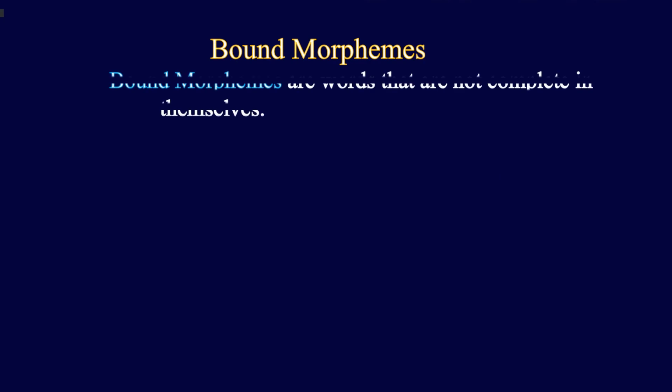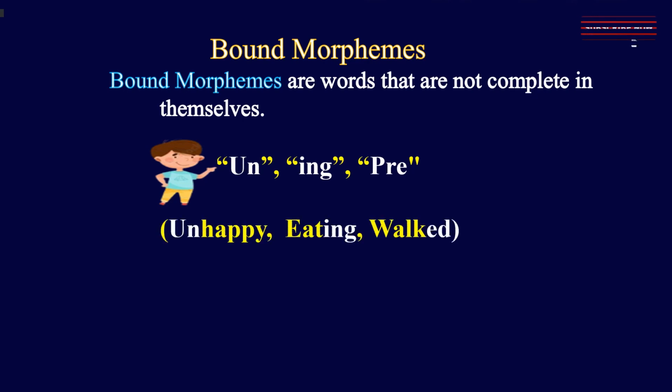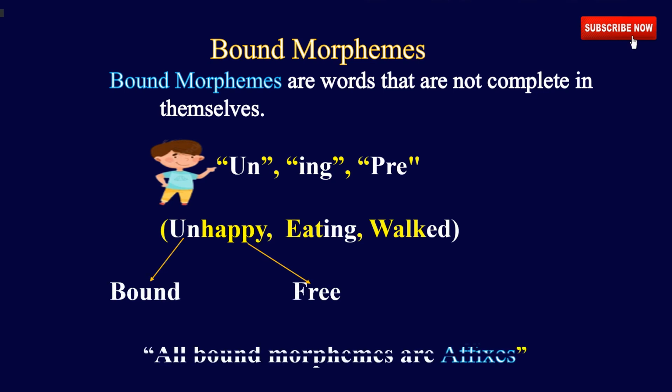Bound morphemes. Bound morphemes are words that are not complete in themselves. They cannot stand alone as words. They are meaningless. They need to be attached to free morphemes to convey meaning. All bound morphemes are affixes.